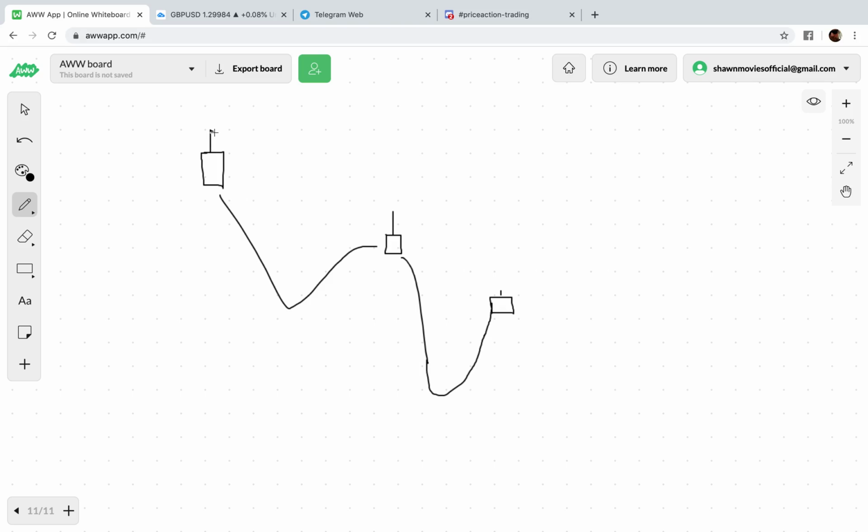Do I connect it from the wick all the way to that wick right there? Or do I connect it from that wick, and then make it slash through the candle to the close of the candle and then do it like that? Which way do you do it? And here's the answer. There's no right or wrong way.